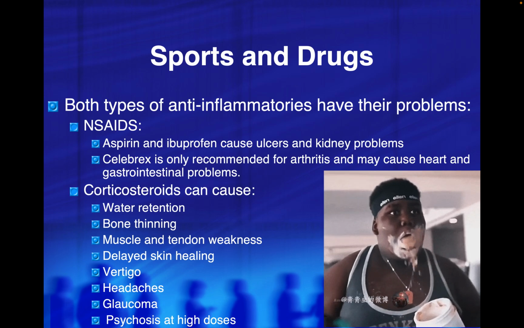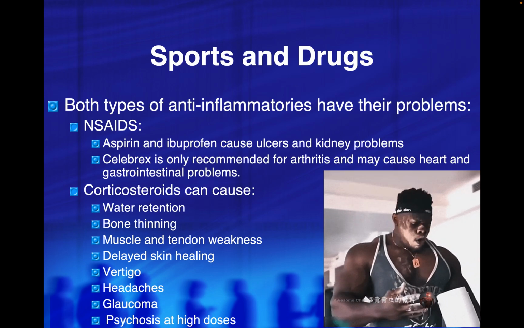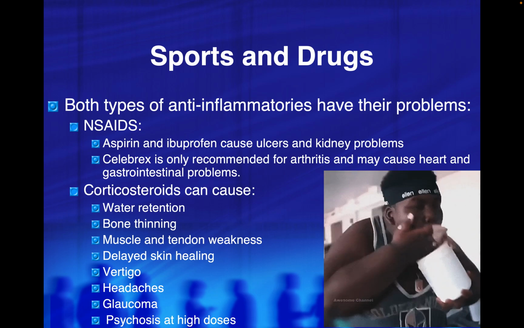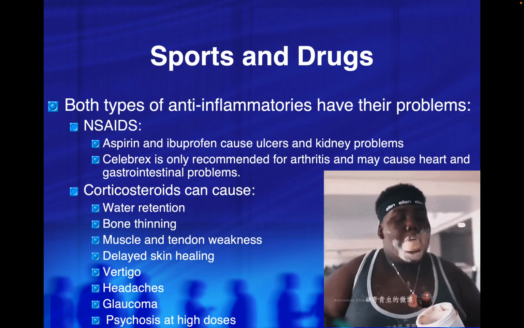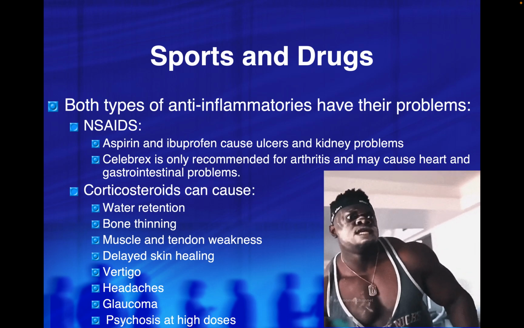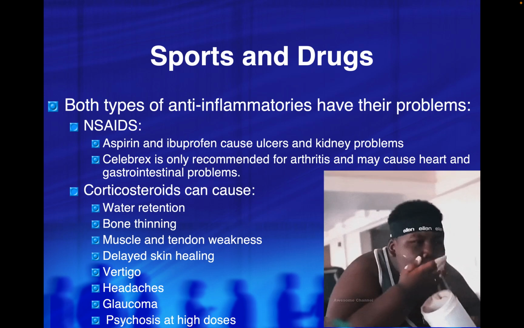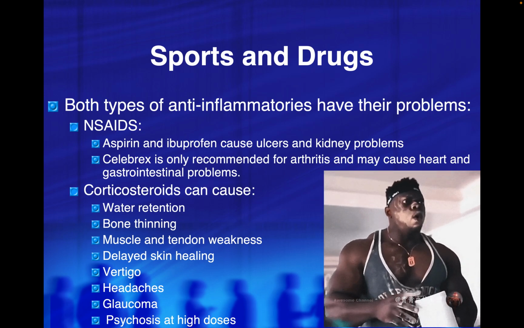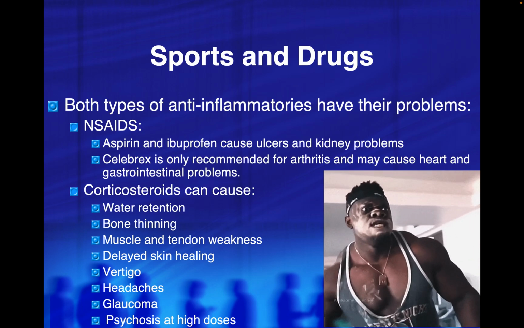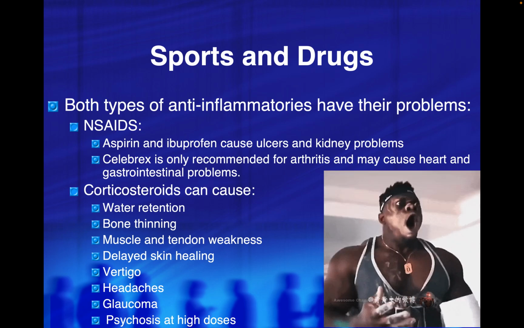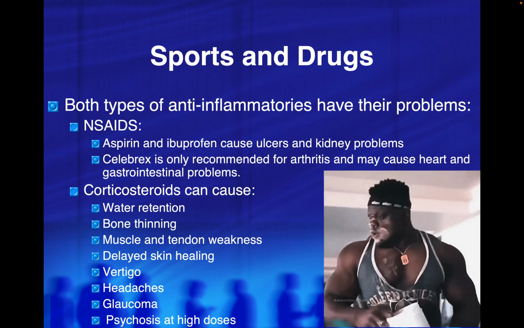Both types of anti-inflammatories have their problems. NSAIDs, aspirin and ibuprofen, cause ulcers and kidney problems. Celebrex is only recommended for arthritis and may cause heart and gastrointestinal problems. Corticosteroids can cause water retention, bone thinning, muscle and tendon weakness, delayed skin healing, vertigo, headaches, glaucoma, psychosis at high doses.